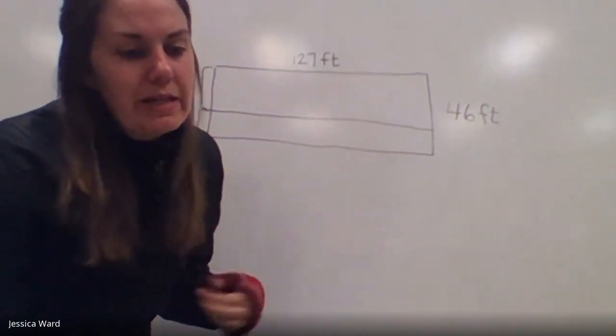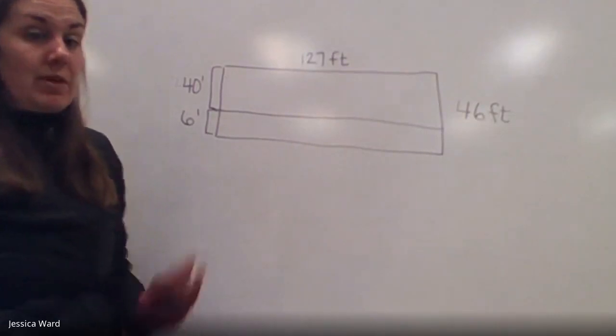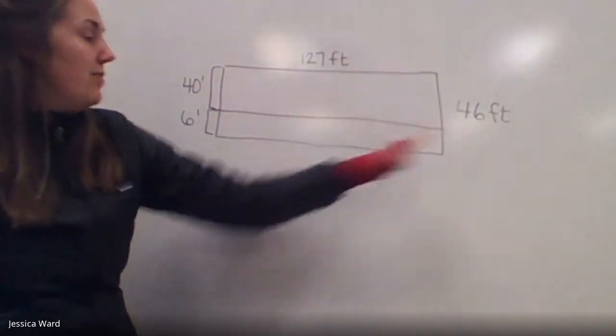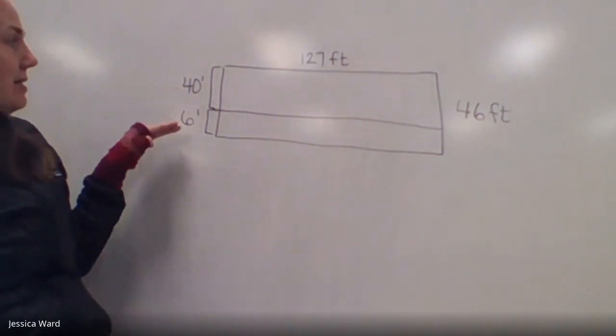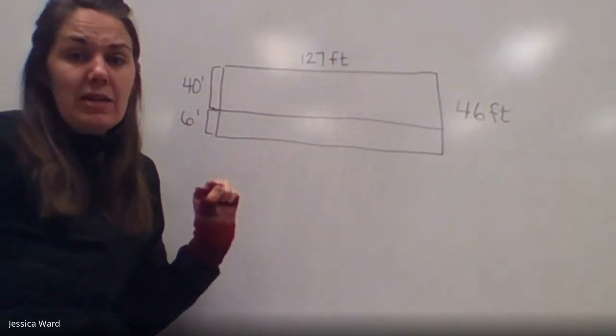Now it says, what is the area of the outdoor space in square feet? So we've divided our 46 feet into 40 feet and 6 feet. I'm going to do the same thing, 127 feet. I'm going to say that I have one area that is going to be 100 feet. A second area that is 20 feet.